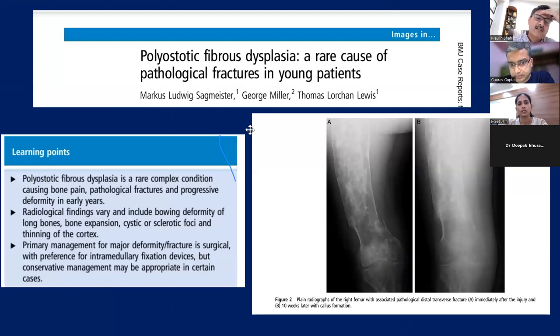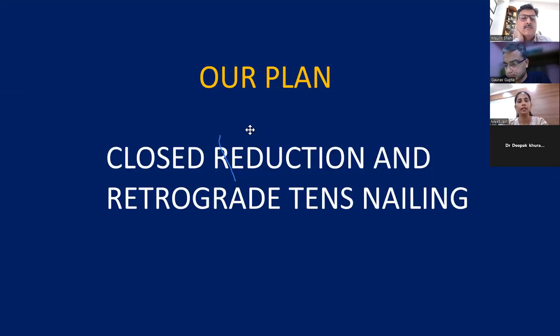Yeah. Godha, what is the literature? Yeah, so we found a case of polyostotic fibrous dysplasia, and she had recurrent fractures since the age of 12 years. Most of her fractures were treated conservatively. This case report showed that primary management for polyostotic fibrous dysplasia fractures is preferentially intramedullary nailing because it acts like an internal splint, but conservative management has a role in certain cases. So we went ahead and did closed reduction and retrograde TENS nailing in this case.